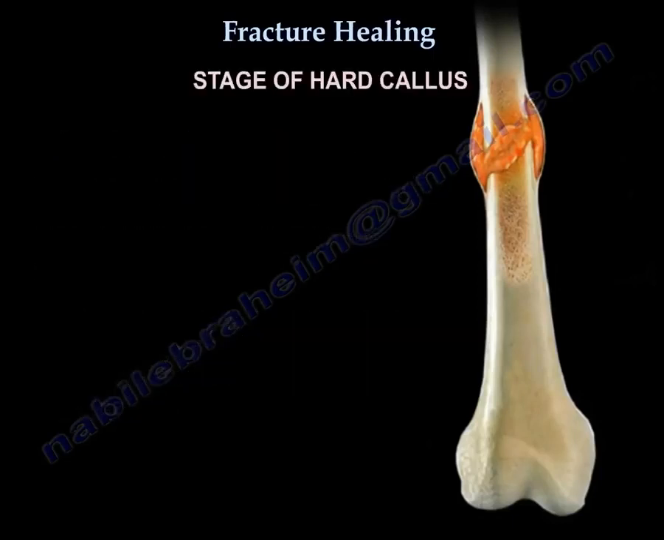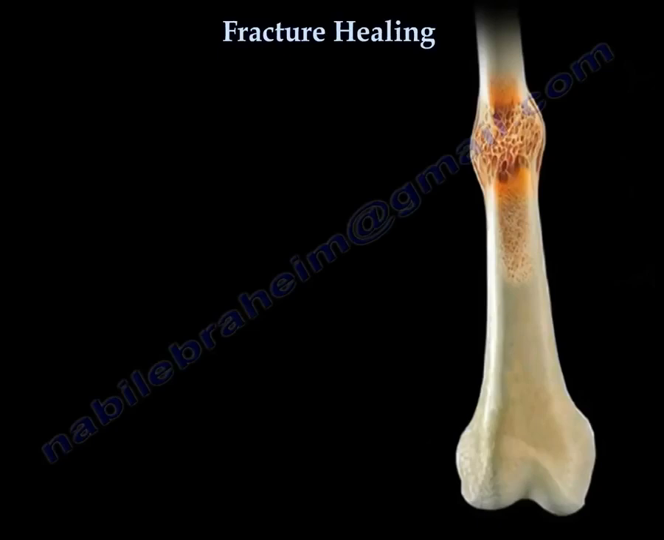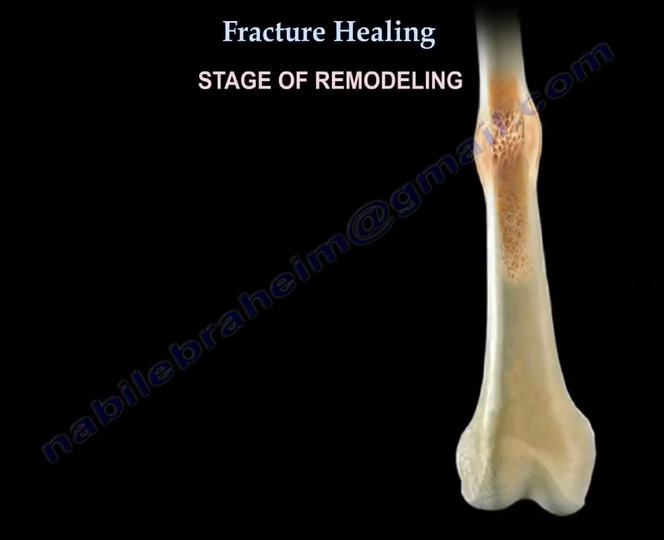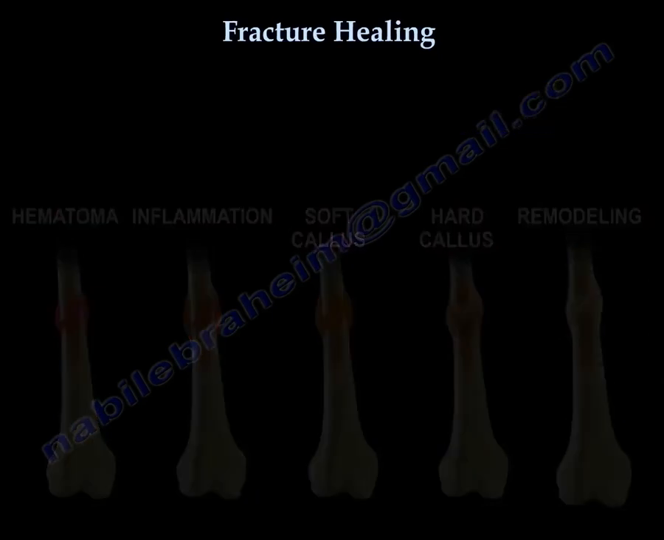After the soft callus, you get hard callus. The collagen changes from predominantly type 2 to be followed by type 1. Type 1 is bone, type 2 is cartilage. After the hard callus, there is remodeling. You need to know all the stages of bone healing because sometimes it comes in the exam. You need to know the order of bone healing.